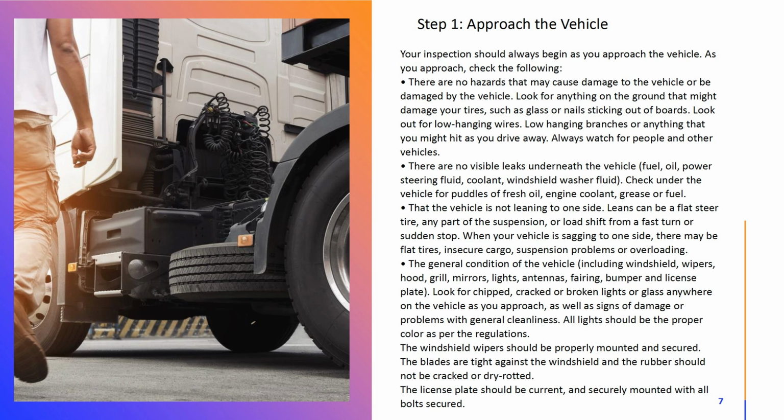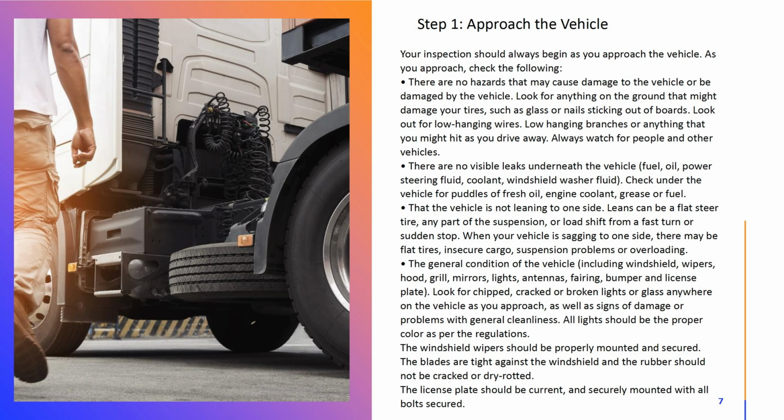The general condition of the vehicle, including windshield, wipers, hood, grille, mirrors, lights, antennas, fairing, bumper, and license plate. Look for chipped, cracked, or broken lights or glass anywhere on the vehicle as you approach, as well as signs of damage or problems with general cleanliness.